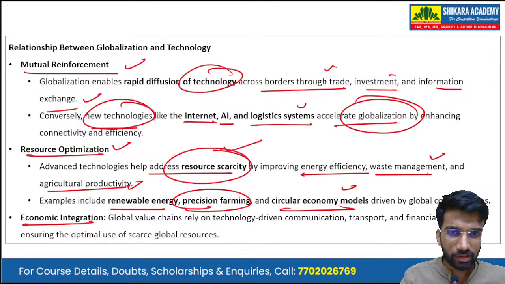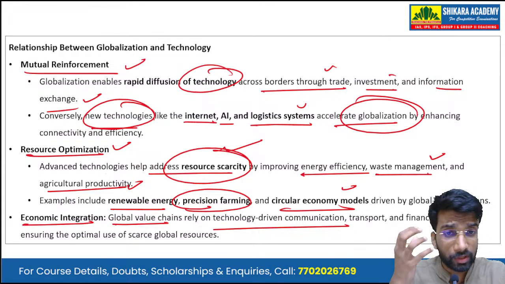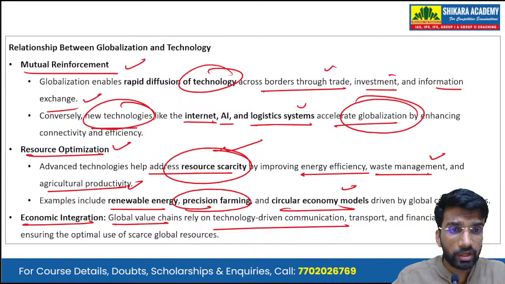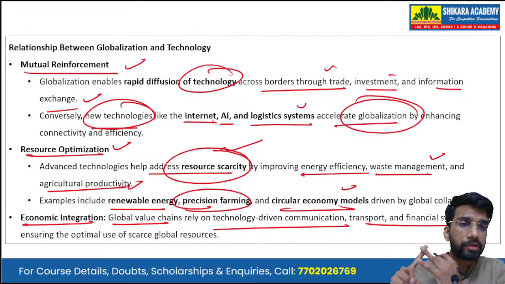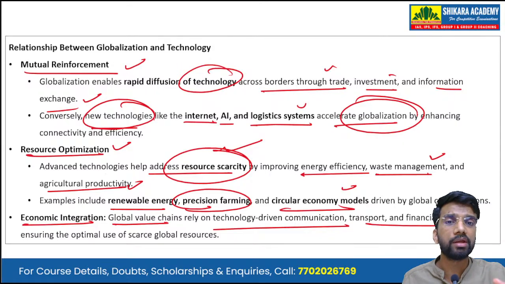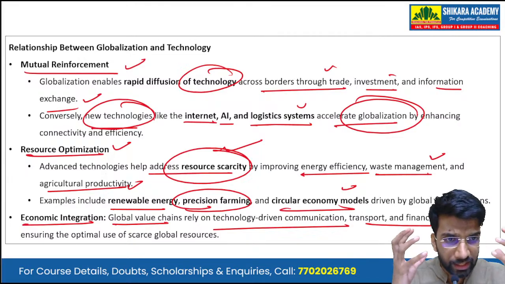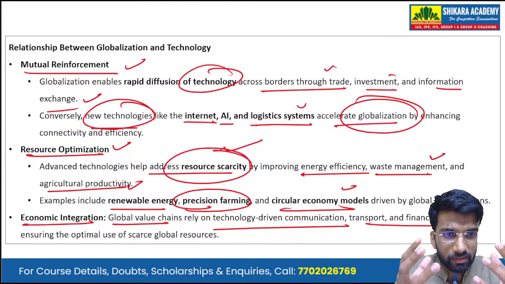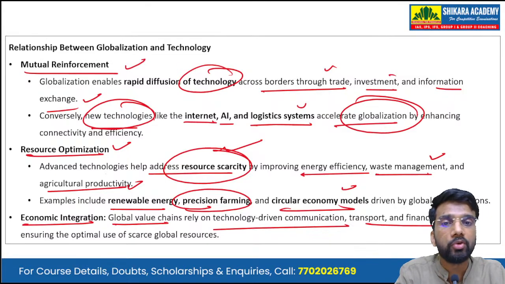The global value chains rely on technology-driven communication. So the global supply chains rely on technology-driven communication, transport, and financial systems. Technology drives communication, transport, and the financial systems around the world, and this ensures optimal use of scarce global resources. So this economic integration of different countries, driven by globalization and technology, ensures optimal utilization of these scarce global resources.